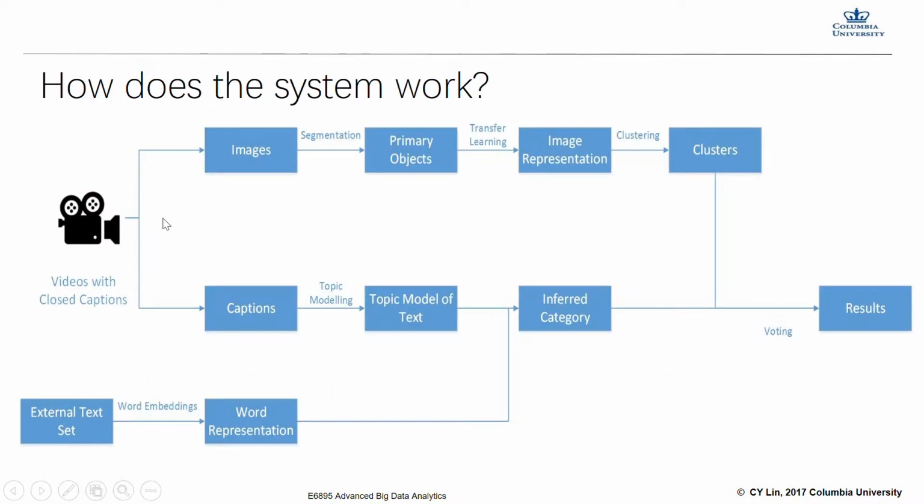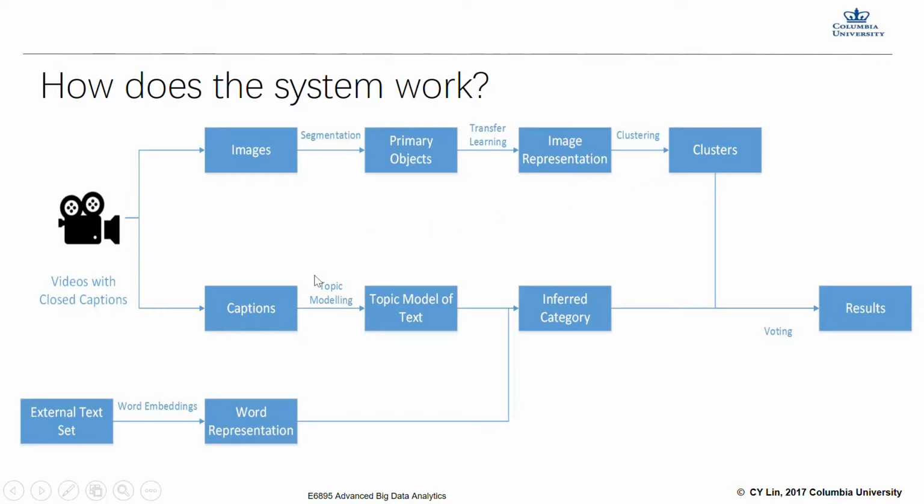Let's see how the system works. First, we have raw data, that is, videos with closed captions. We divide it into two parts, the image and the captions. In the image, we first do segmentation to get bounding boxes, and then we crop the image according to the bounding boxes we predict, and then we do transfer learning to extract the representation of the bounding box picture. When we have the representations, we cluster them using k-means into different clusters. In our example, we cluster into 85 different clusters.